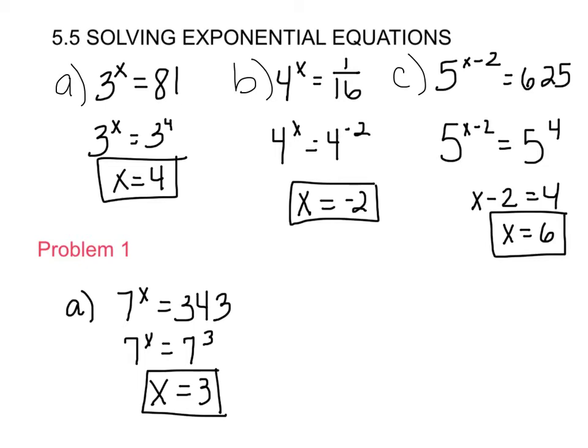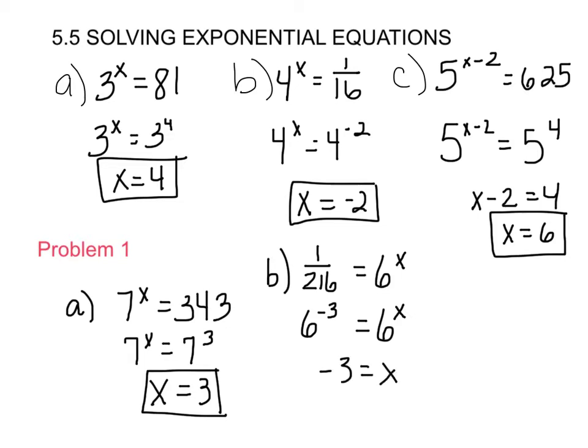The next one, B. 1 divided by 216 equals 6 to the x power. We want to rewrite 1 divided by 216 as an exponent with a base of 6. So we know it's going to be negative since it's been flipped. And 6 to what power gives you 216? It'd be 3. Therefore, x equals -3.